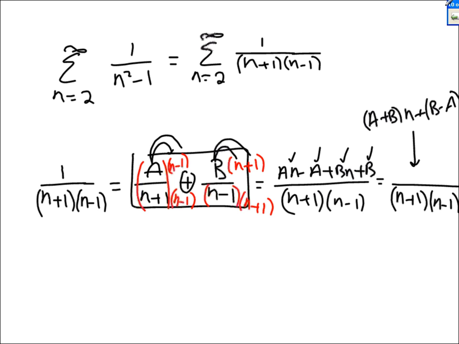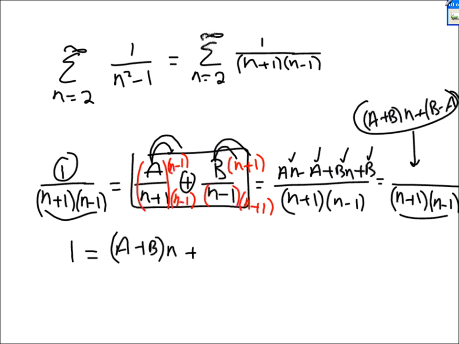And that numerator, since the denominators are the same and the fractions are equal, the numerators must be equal. 1 is nothing more than a plus b times n plus b minus a. But 1 is 0 n's. Why did I want to say that? Because I have n's, this must be 0, and the constant must be 1.